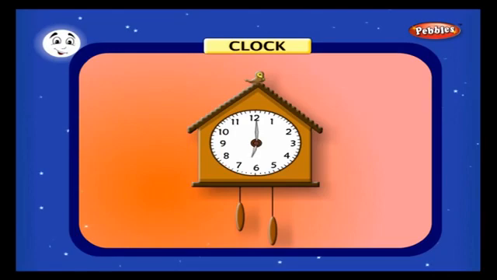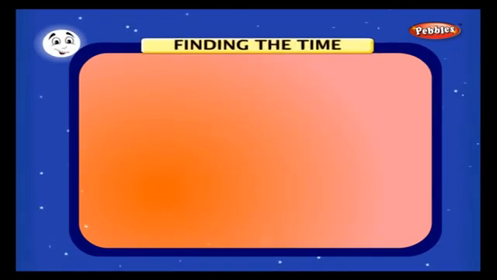When the hour hand completes one full rotation of the dial, it covers 12 hours, which is half a day. When the hour hand completes 2 full rotations of the dial, it covers 24 hours, which is a full day. Finding the time.